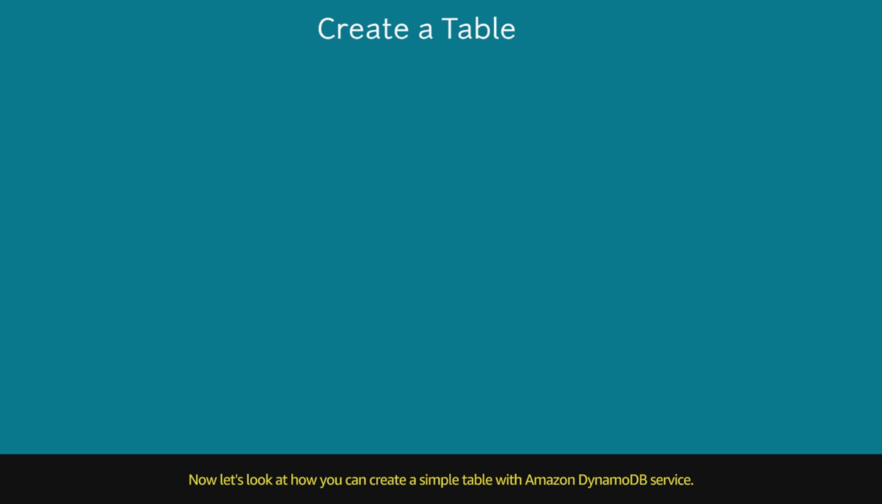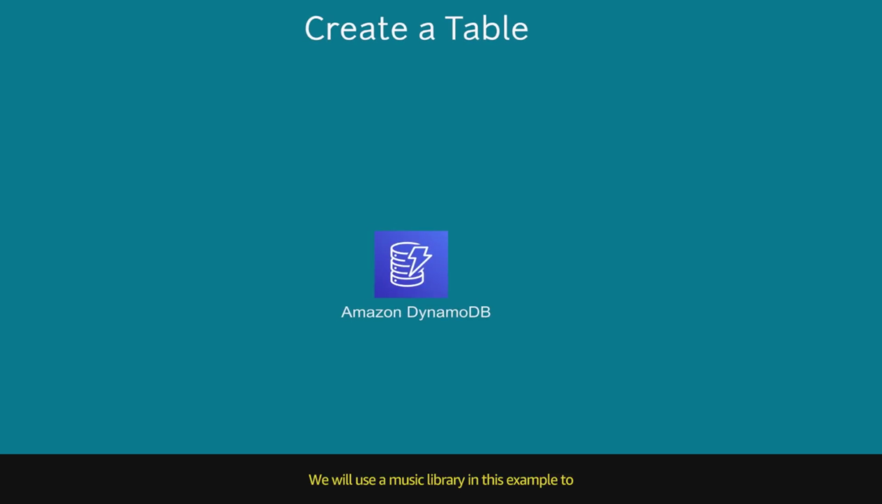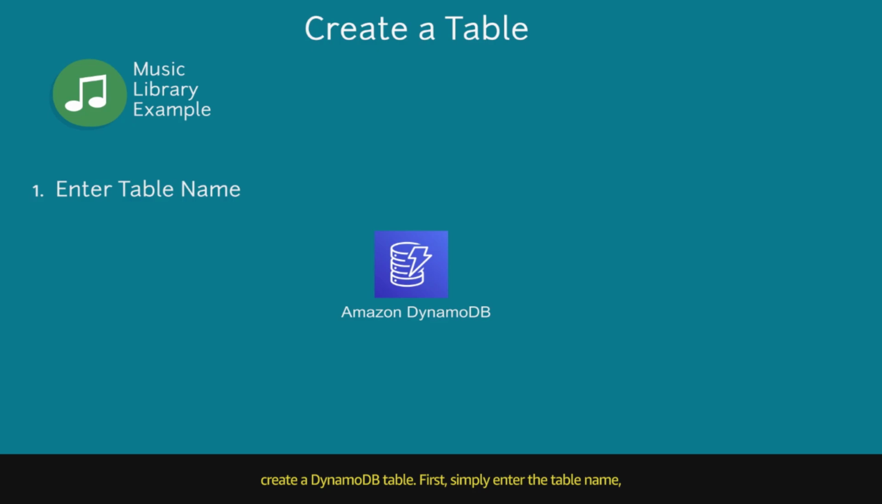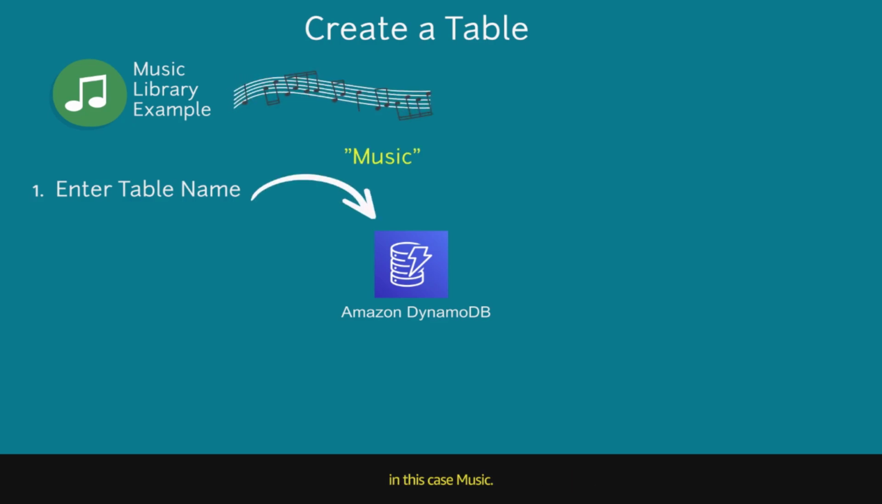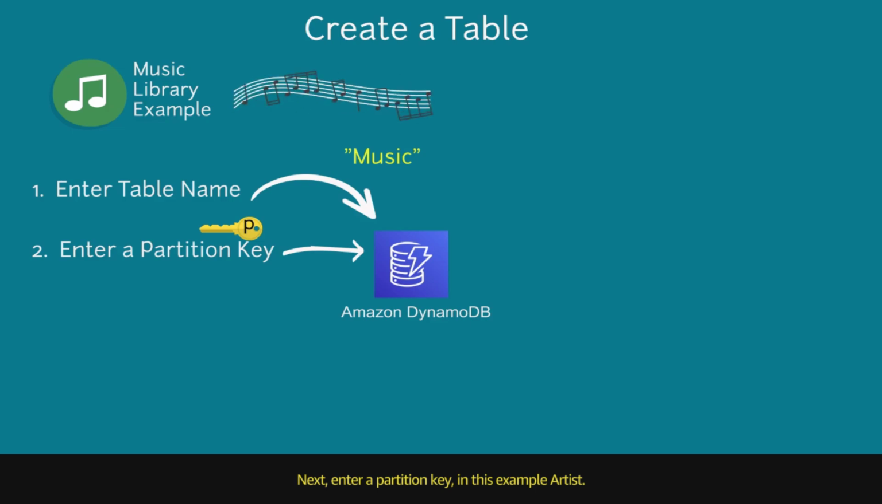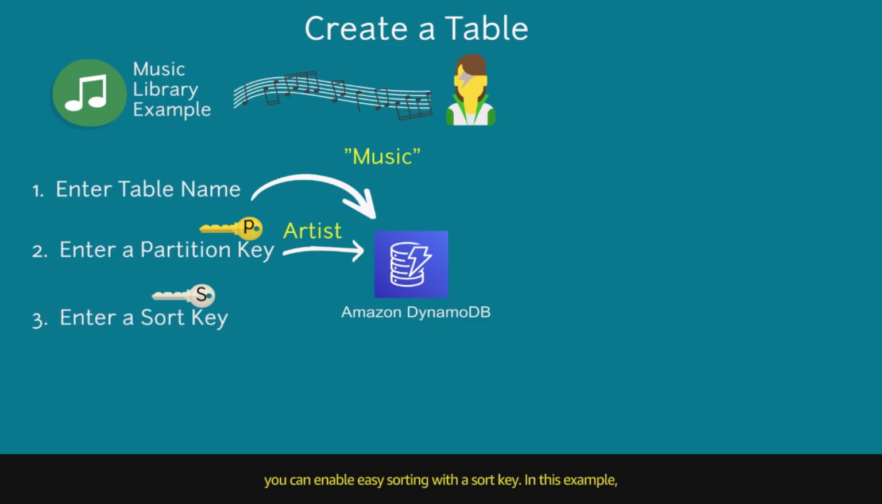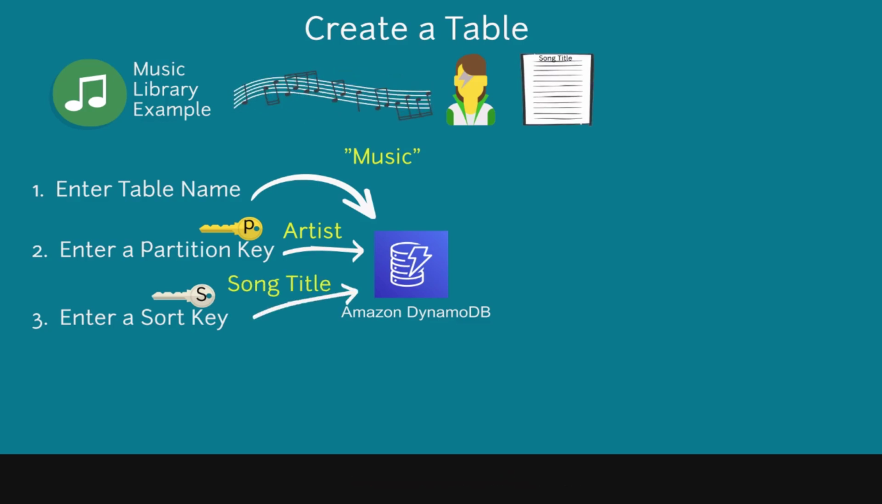Now, let's look at how you can create a simple table with Amazon DynamoDB service. We will use a music library in this example. To create a DynamoDB table, first, simply enter the table name, in this case, music. Next, enter a partition key, in this example, artist. Because each artist may write many songs, you can enable easy sorting with a sort key. In this example, use song title as the sort key.